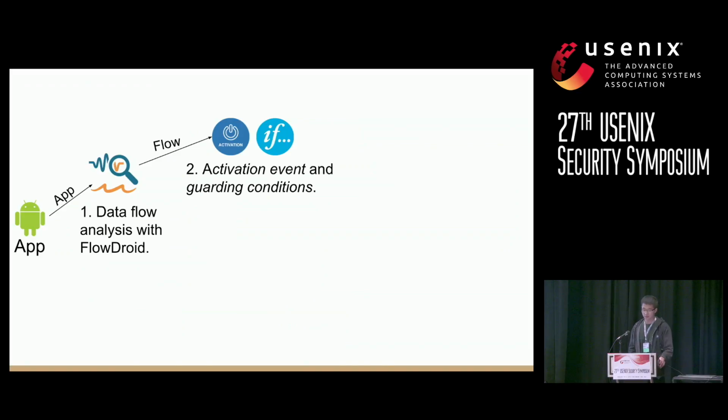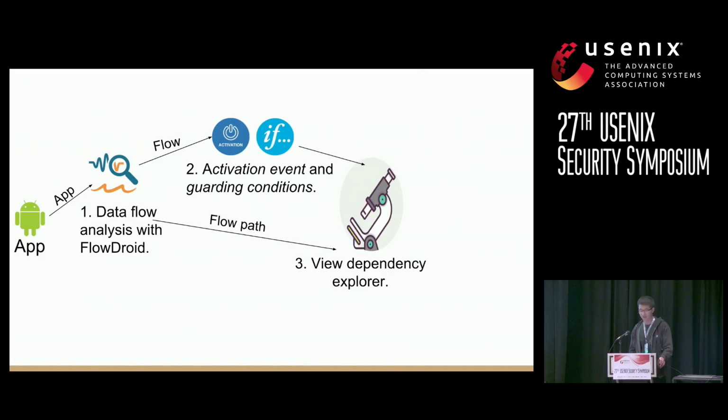Okay, then we send the activation events and the guarding conditions, as well as this flow's path, to a component called View Dependency Explorer. This component will run taint analysis to find the related views of this flow. So, for example, the update weather button and the always sharing location checkbox, etc.